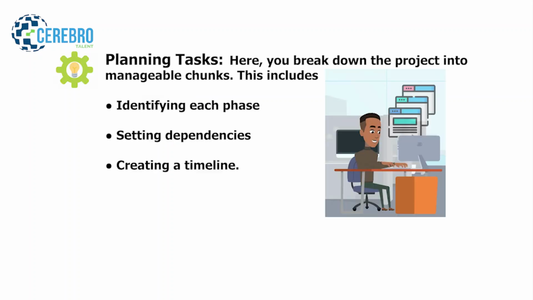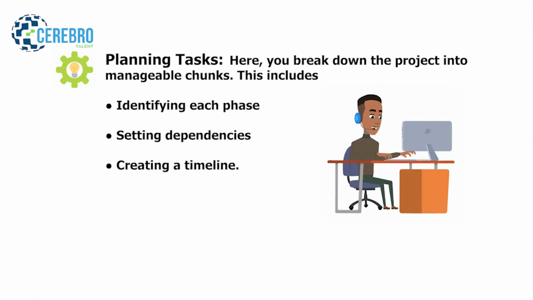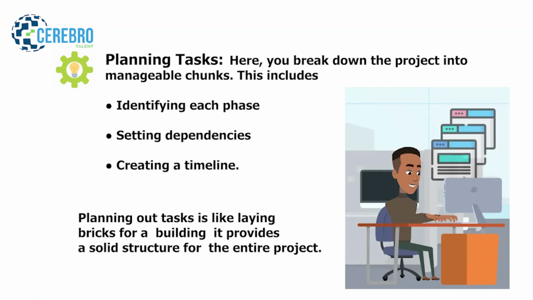The second concept is planning the actual tasks. Once the scope is defined, the next step is planning the tasks. Here you will break down the project into manageable chunks. This includes identifying each phase, setting dependencies, and creating a timeline. Planning out tasks is like laying bricks for a building. It provides a solid structure for the entire project.